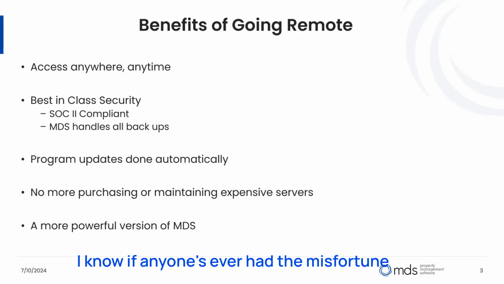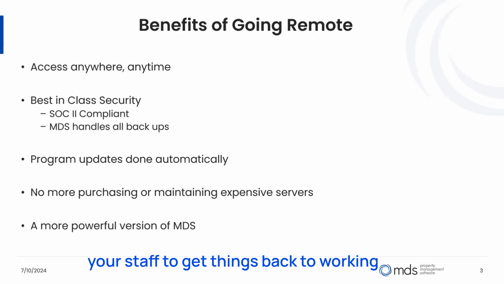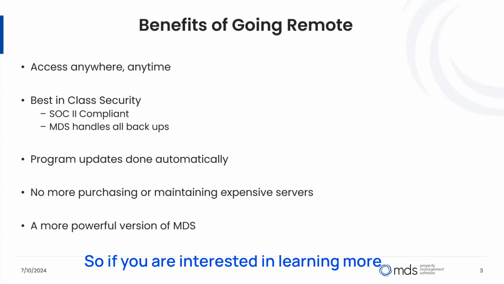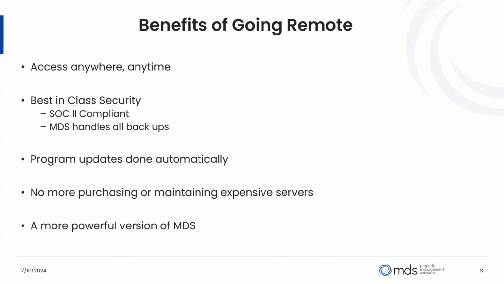I know if anyone's ever had the misfortune of having their data encrypted or some event that put their server out of commission, it's an absolute headache to coordinate efforts between IT teams and your staff to get things back to working order and to make up for that lost time. There's a ton that we can go into regarding our security infrastructure. Some people love that, especially IT teams. So if you are interested in learning more about that, we'll send you our security specs and other documentation that will more fully explain the SOC 2 audit and the other redundancies and other security measures that we have in place. So moving on, program updates done automatically.